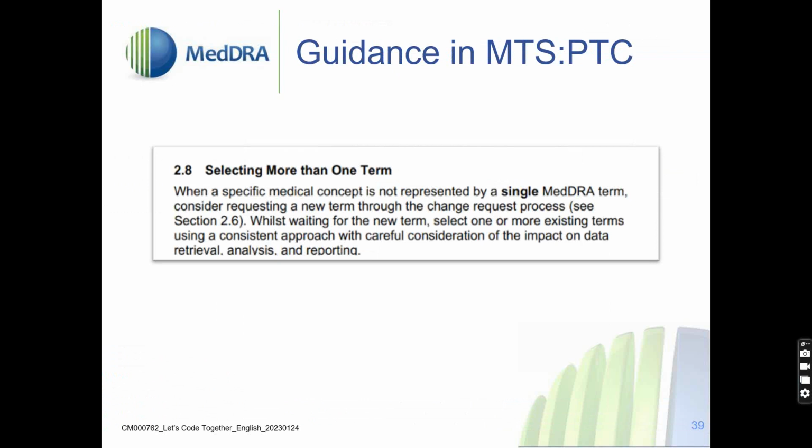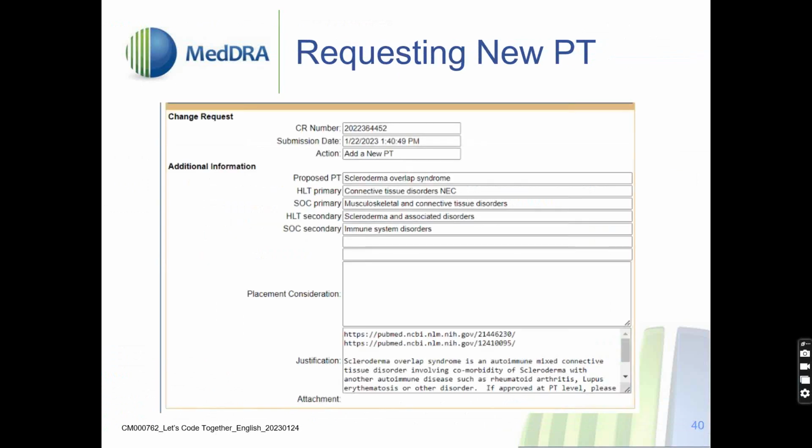And whilst waiting for the new term, select one or more existing terms using a consistent approach, with careful consideration of the impact on your data retrieval, analysis and reporting. So it's suggesting perhaps it's a new concept, and in the meantime, let's select more than one term. So this is what, if we were to request it, here I've done you an example, requesting scleroderma overlap syndrome, and given the placement of it, the suggested placement and the justification.